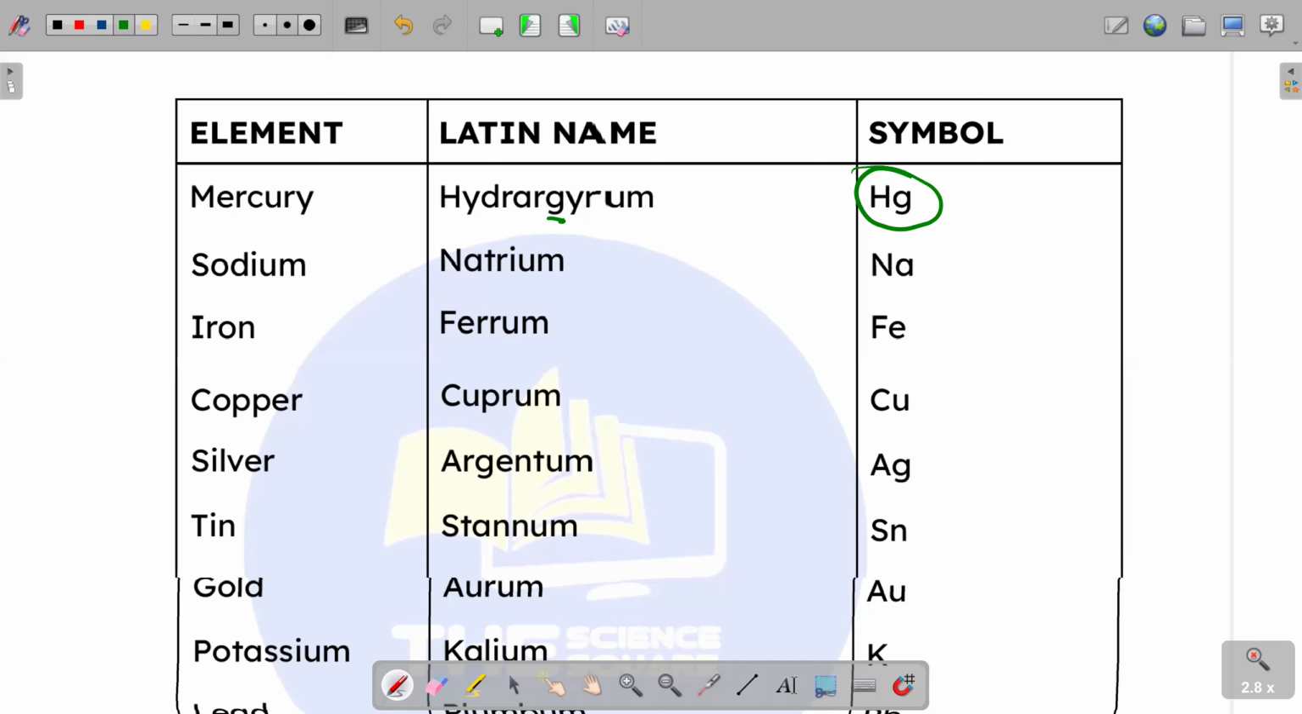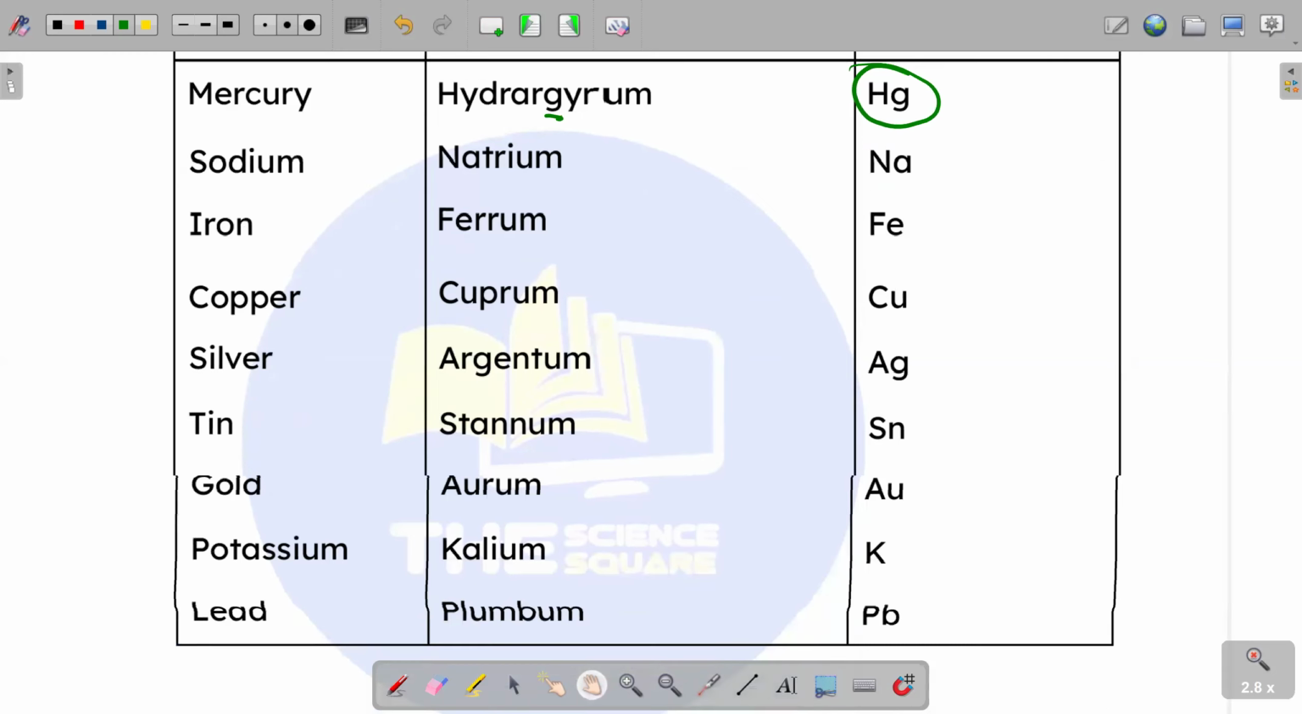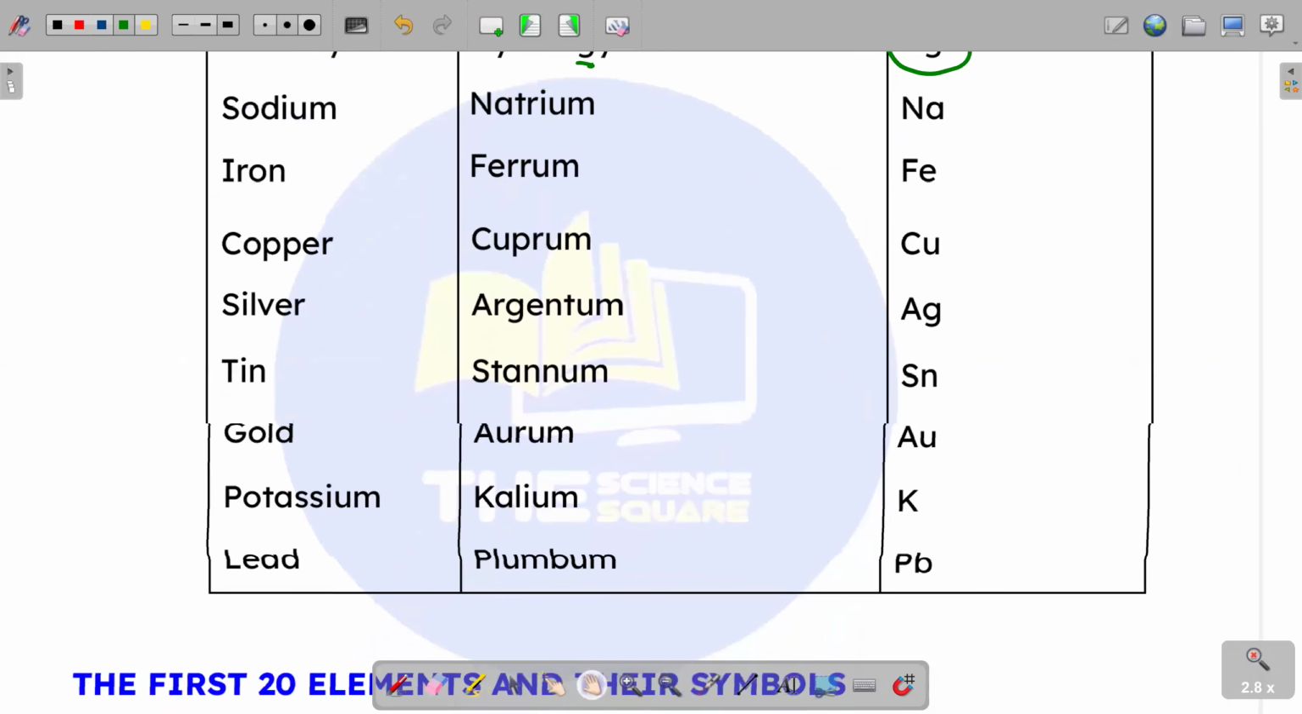Iron is Fe from ferrum. Copper is cuprum, Cu. Silver, the symbol is Ag, which is argentum, from the first letter and the third letter. Tin is stannum, so that it is from the first letter and another letter, which is N in this case. So gold is aurum, potassium is kalium, and lead is plumbum.